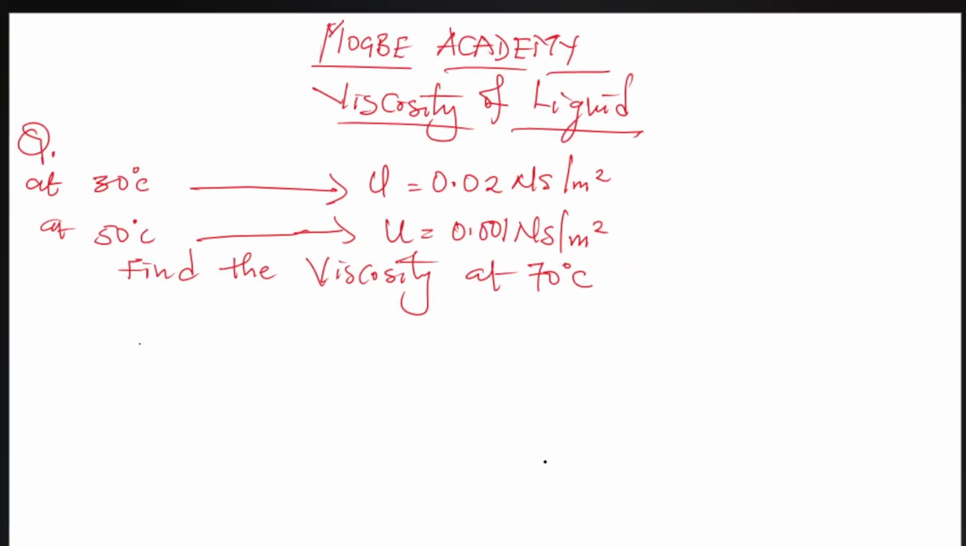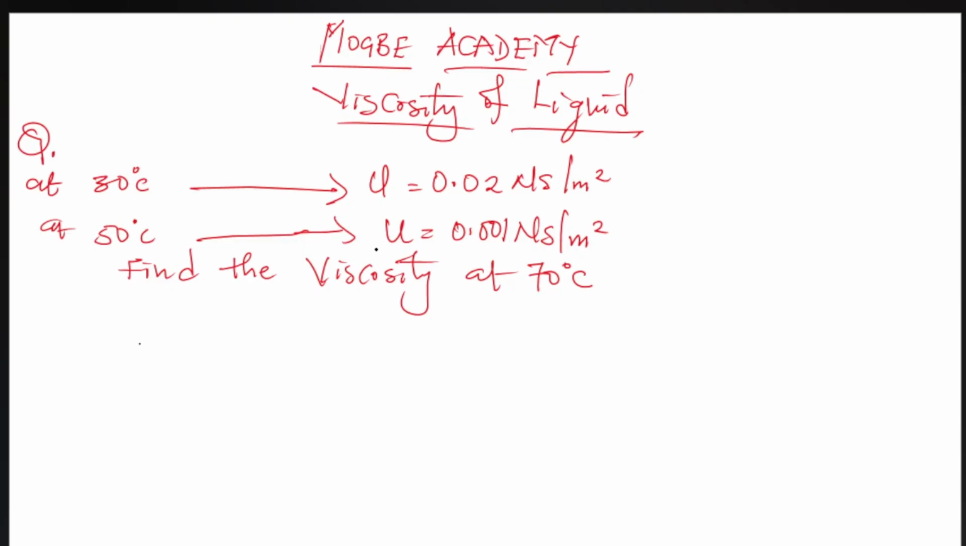So we are basically considering a question on the viscosity of a liquid. From our question, at 30 degrees Celsius we are given a viscosity of 0.02. At 50 degrees Celsius, the viscosity is 0.001, right? Now, what is your question? Your question is simply to find the viscosity at 70 degrees Celsius.